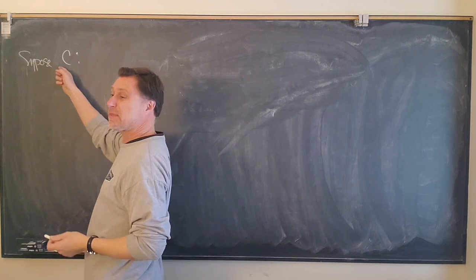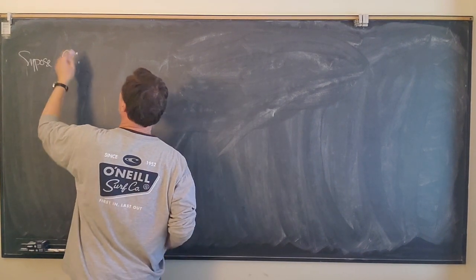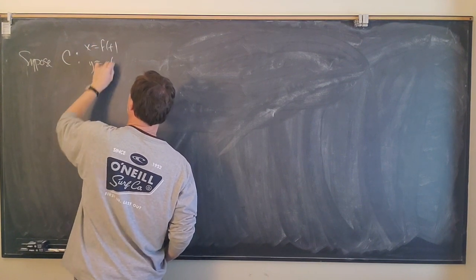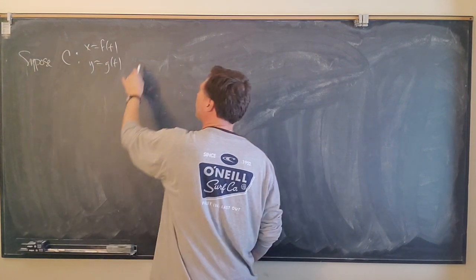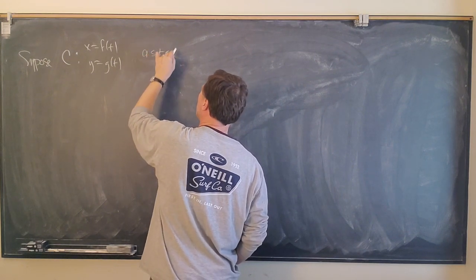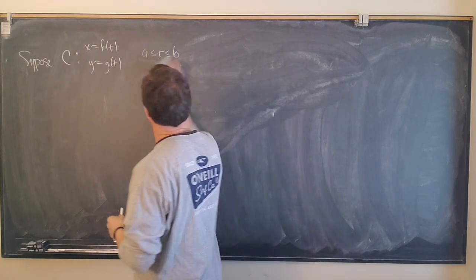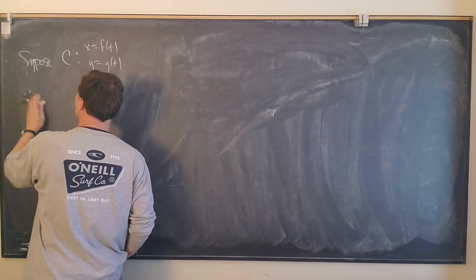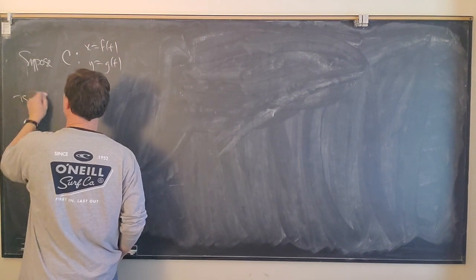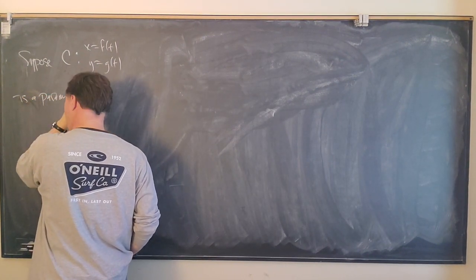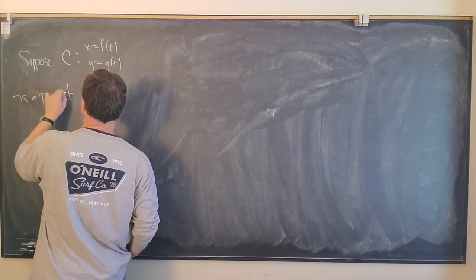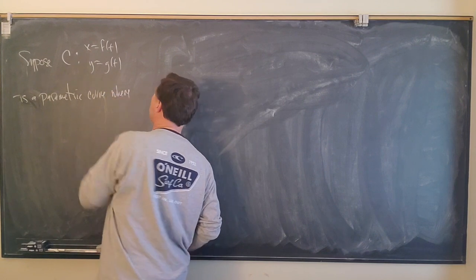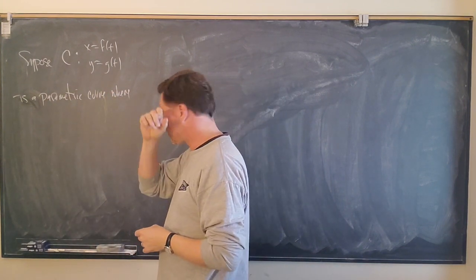If I want to give it a name C, I'll write C colon, and then x equals f of t, y equals g of t. If I want to put a certain range, I'll put the range of the t variable right over here. So suppose C is a parametric curve where both of these functions, f and g, are differentiable.